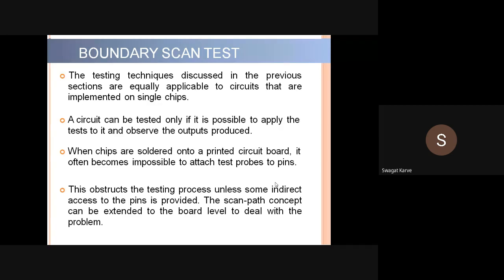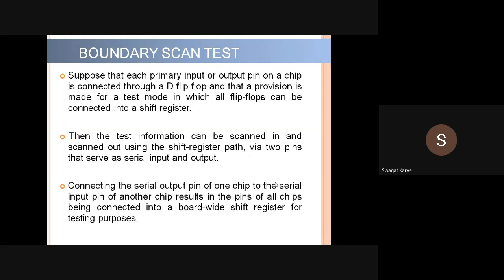Now, what is the solution to this? The solution is the boundary scan test, right? It is just the scan path method extended to the board level, so that each and every pin or each and every terminal of that IC can be checked through this boundary scan test. And how will you communicate with the boundary scan, or carry out this boundary scan test principle? Using the JTAG interface, right?